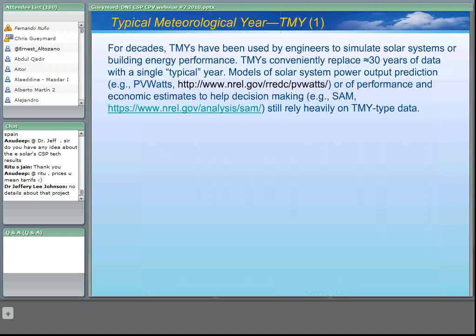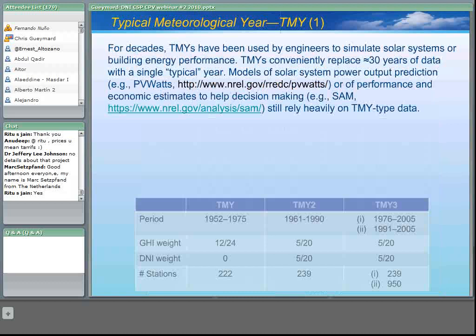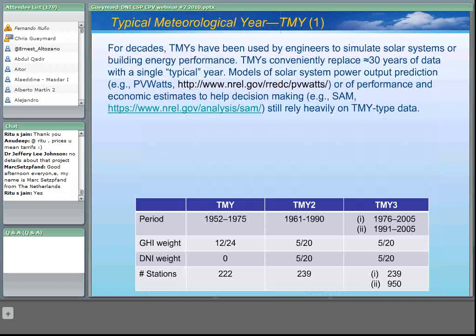And some models of solar system power output, like PVWatts or SAM, from NREL, actually still rely heavily on TMY type data. And so we have to look into this a little bit more. Do these typical years do the job as far as DNI and resource assessment is concerned?